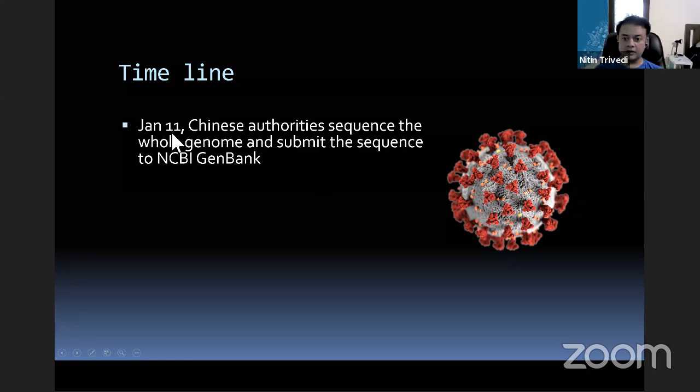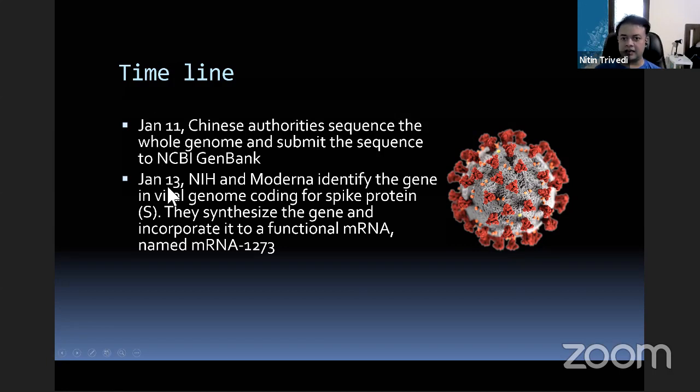And now look, within three days, on January 13, the National Institutes of Health and Moderna identified the gene in the viral genome coding for the spike protein, that is the S protein. If you look at the structure, you can see that red triangular-shaped structure. This is nothing but the spike protein. The spike protein is the one which attaches to the cells in our lungs. The lungs, kidney and heart cells, the muscle cells or lining cells, have a receptor called ACE2, angiotensin converting enzyme 2. This receptor is the target of the spike protein.